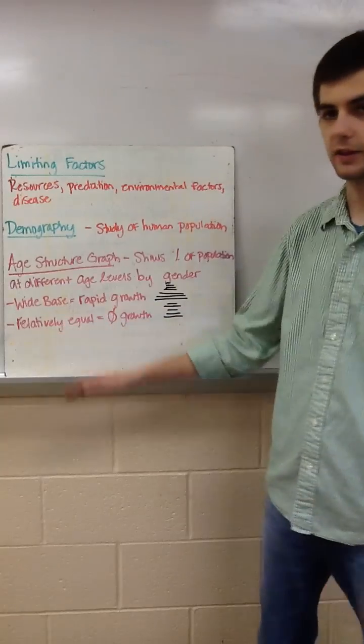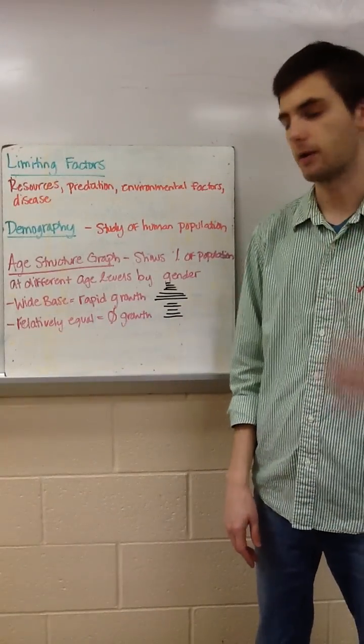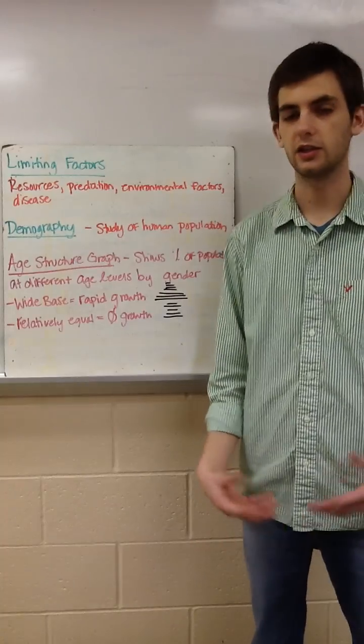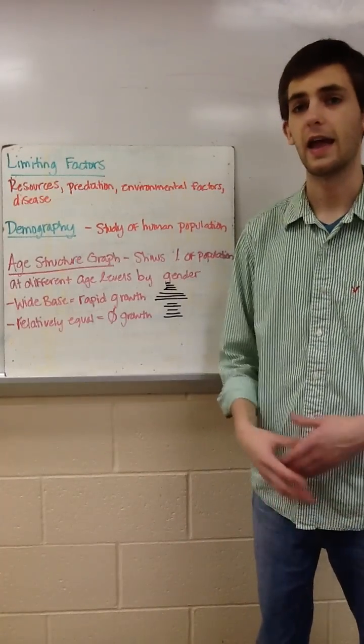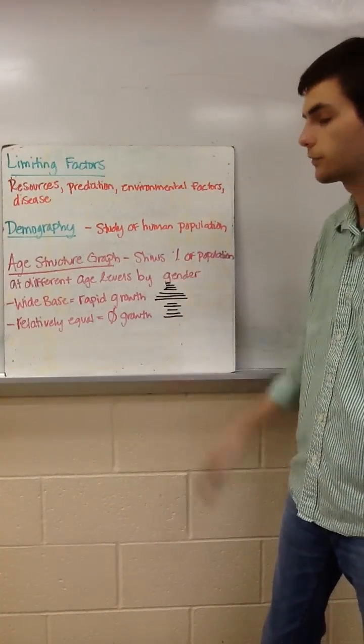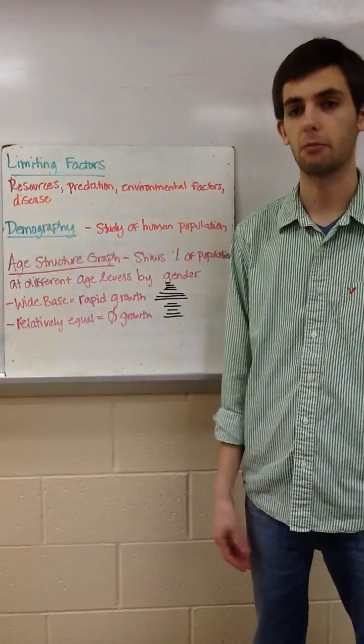If it looks relatively equal from the top to the bottom, that means that population isn't experiencing any growth within that particular area. And we can use these for different countries, and that's how we compare population growth.